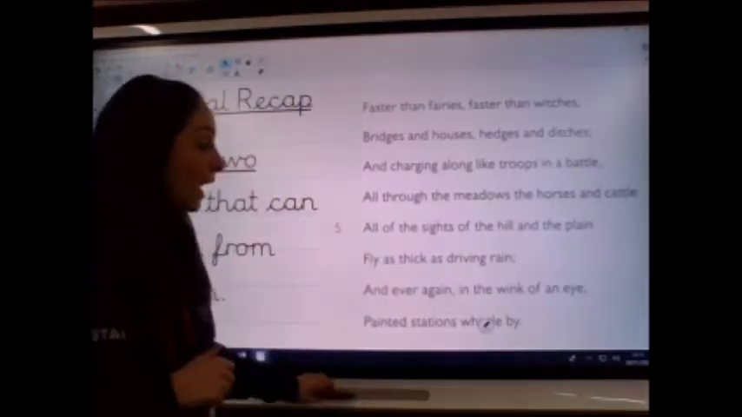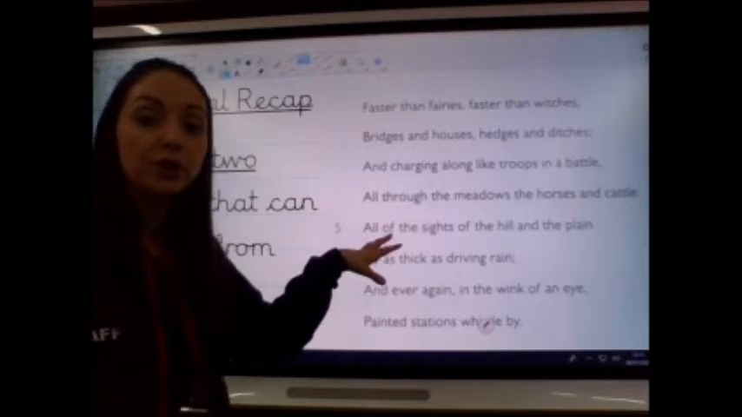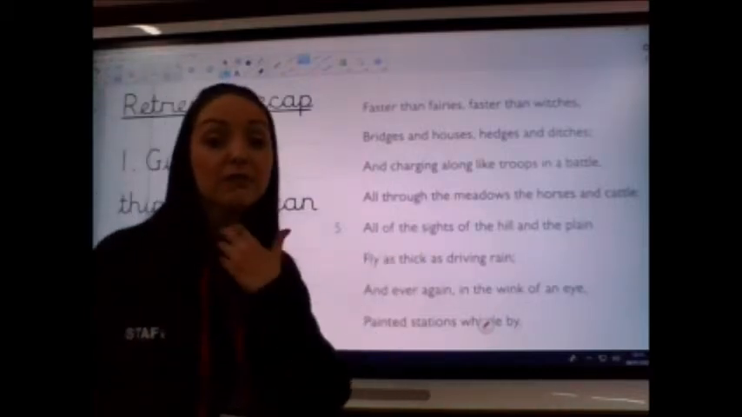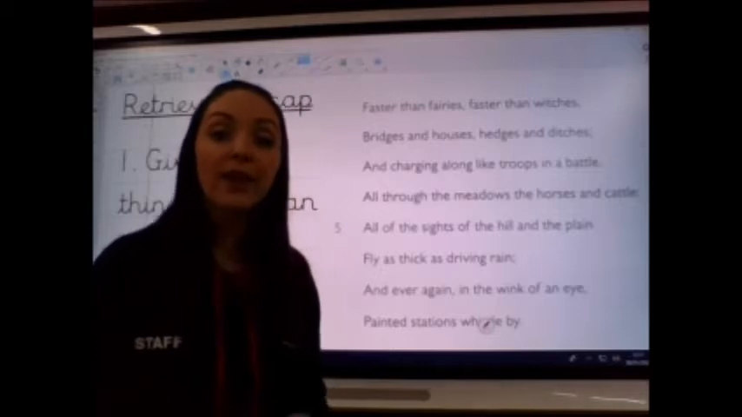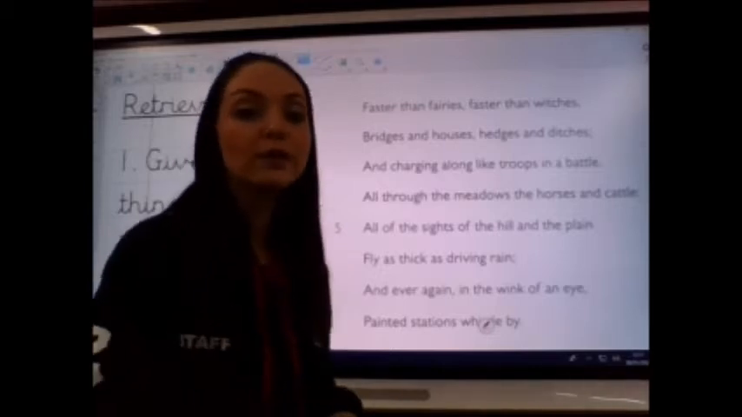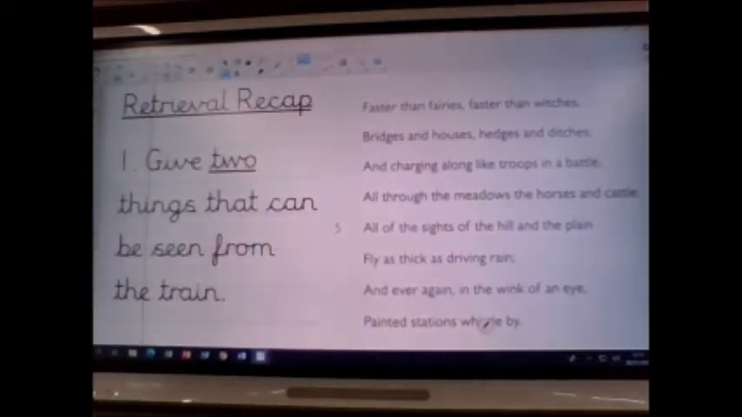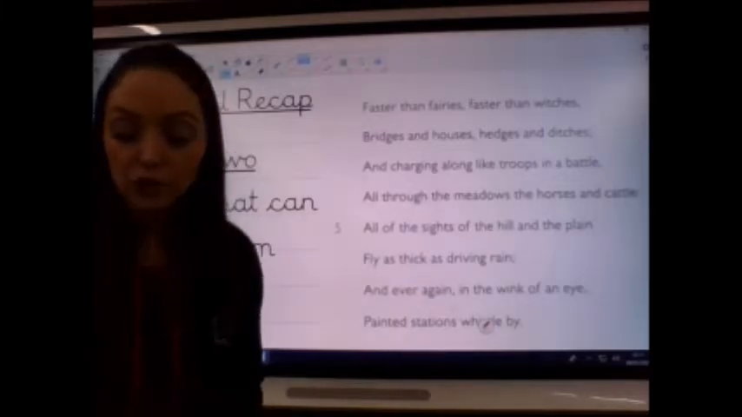Okay, so I'm going to do this one with you on the board, and then you can have a go. You just need to write them down on a piece of paper. Don't worry about writing them in your book. And then I've got another 2 for you to have a go at yourself. Let's have a look at this first one then. So, number 1 says, give 2 things that can be seen from the train.